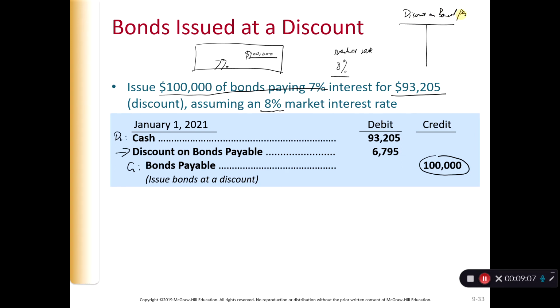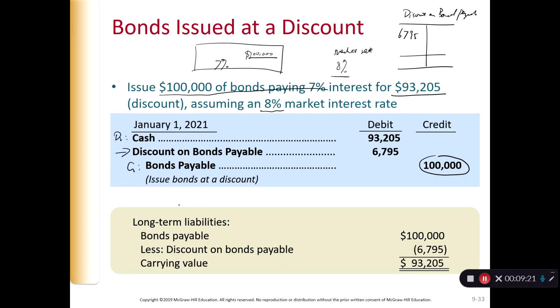Okay, let's write this down, and then you have a discount of $6,795. Okay? So we call this bond issued at a discount. And then if you present it on the balance sheet, you're still under the long-term liability section, and you put the bond payable at the stated amount, face value. And then you will put a discount on bond payable of $6,795 to tell the investors that your carrying value of this bond is only $93,205.